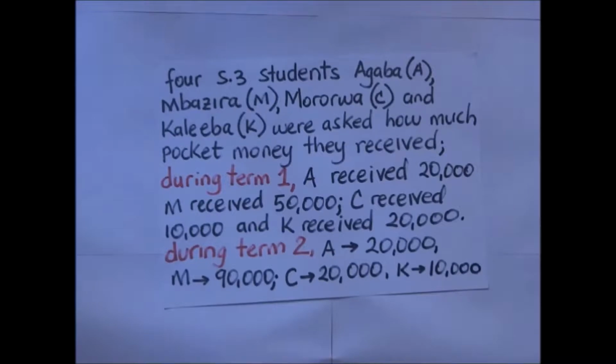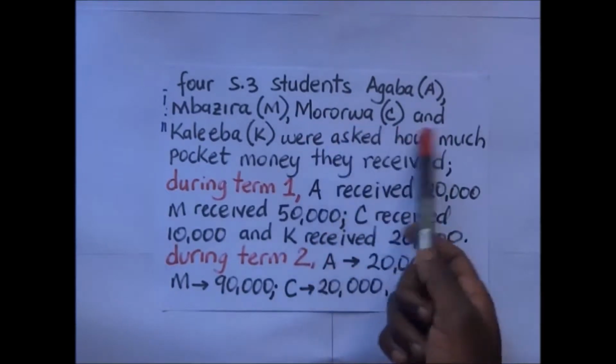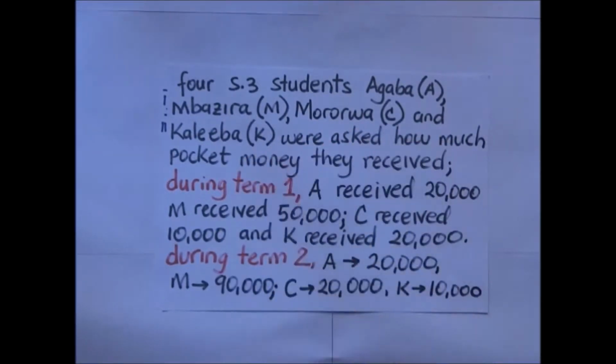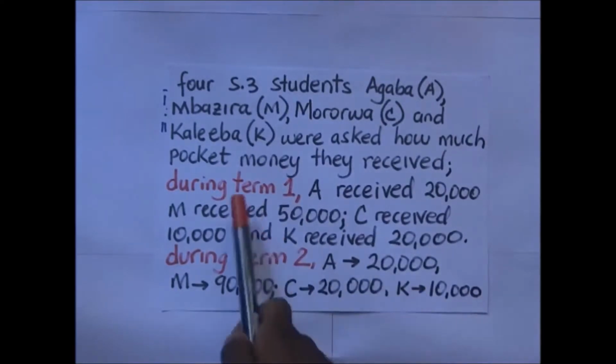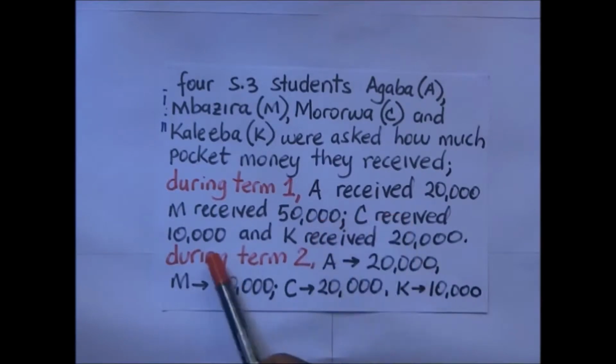Let's take an example here. Four senior 3 students, Agaba, Mbazira, Mororwa, and Kaleba, were asked how much pocket money they received. During term 1, A received 20,000, M received 50,000, C received 10,000, and K received 20,000. During term 2, A received 20,000, M received 90,000, C received that, and K received that.